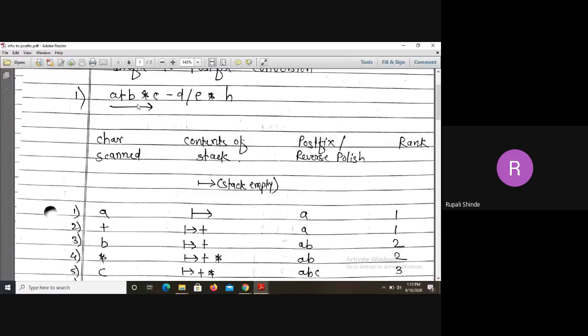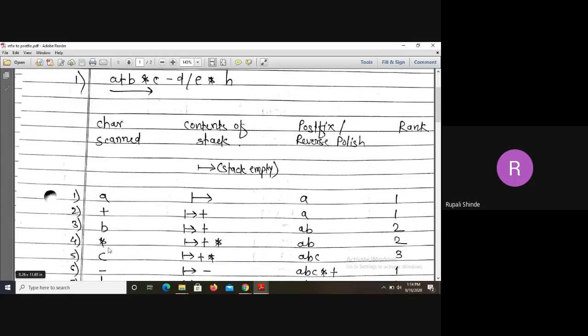Now next one is symbol B. Okay. Again B, this is an operand, that's why we have to write B directly into postfix form. So after A, we have to write B. So its rank is 1 plus 1, that is equal to 2. And our stack remains same, and that is containing only plus operator. Now next one is star symbol.